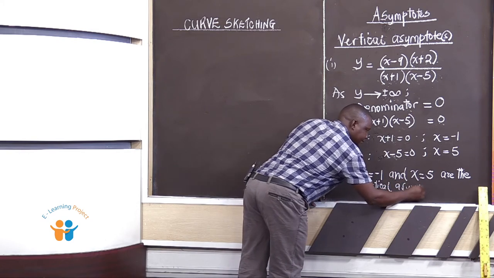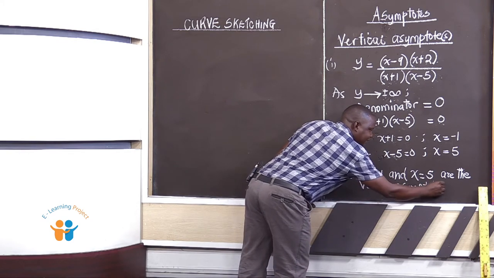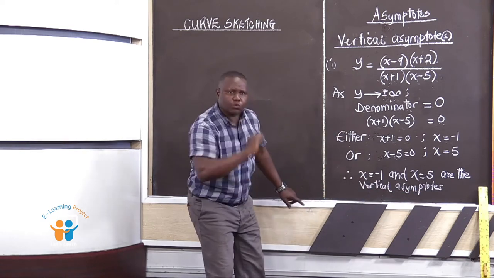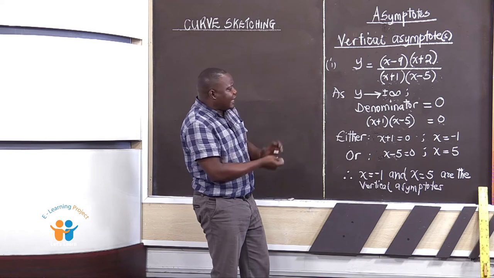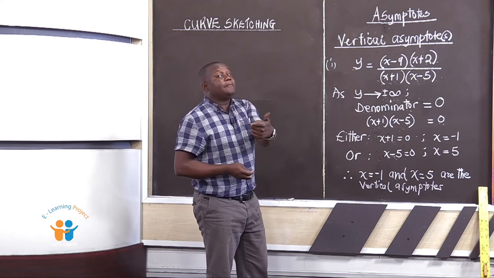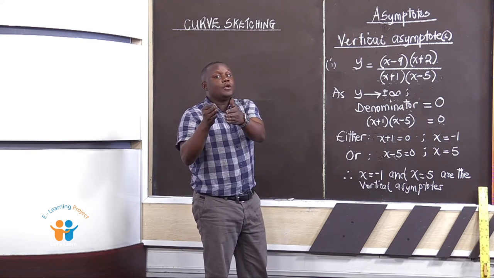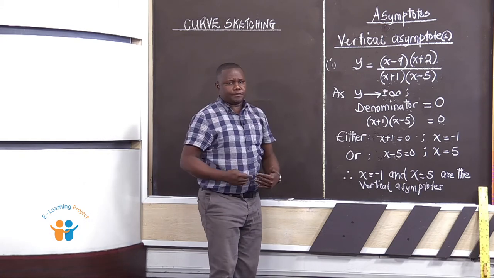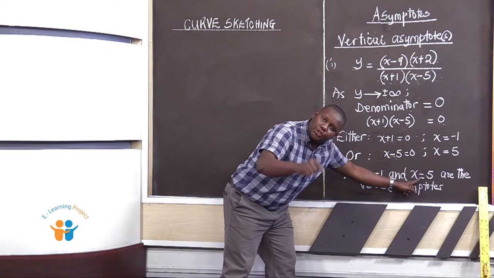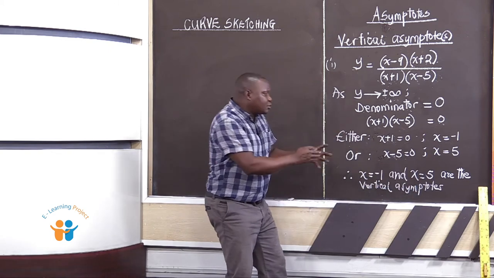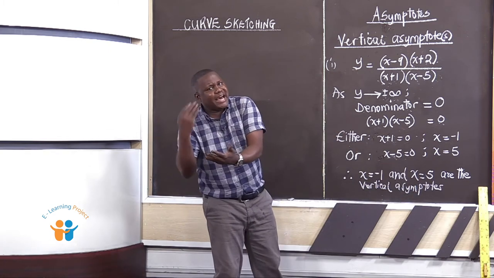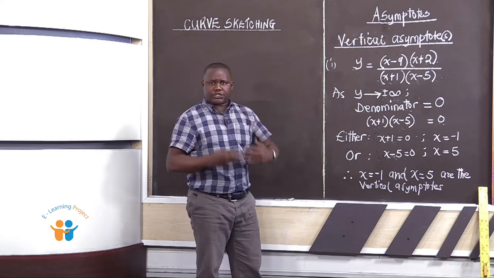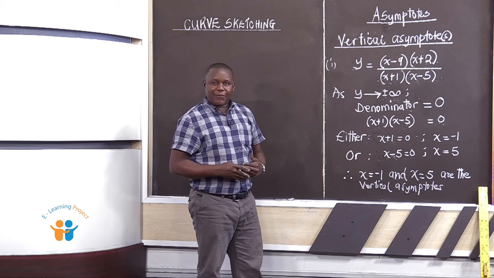Are the vertical asymptotes. Now, ladies and gentlemen, my dear students, this one here handles two situations. There are cases when they say find or determine the equation of the asymptotes. Determine the equations of the asymptotes. These are the equations of the asymptotes. The equations of the vertical asymptotes. If they say that, you say these are the equations of the vertical asymptotes. Are you getting me now?